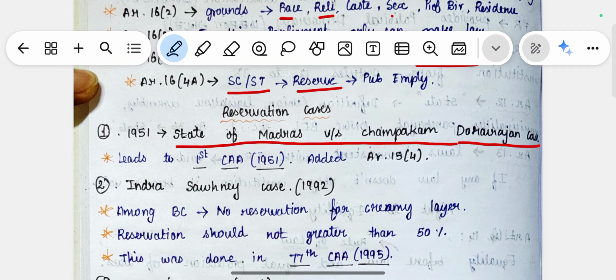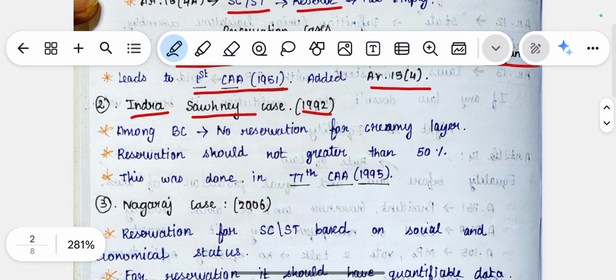This case led to the first Constitutional Amendment Act of 1951, which added Article 15 Clause 4. Basically, these reservation cases should not conflict with the other fundamental rights. This is the important thing while we are creating reservations for particular people. The next one is Indra Sawhney's case, which was in 1992.